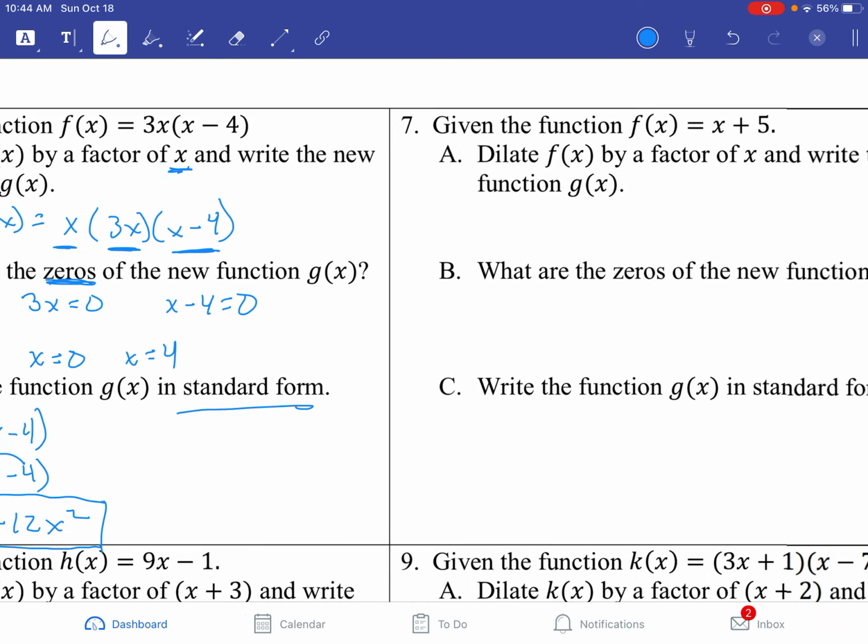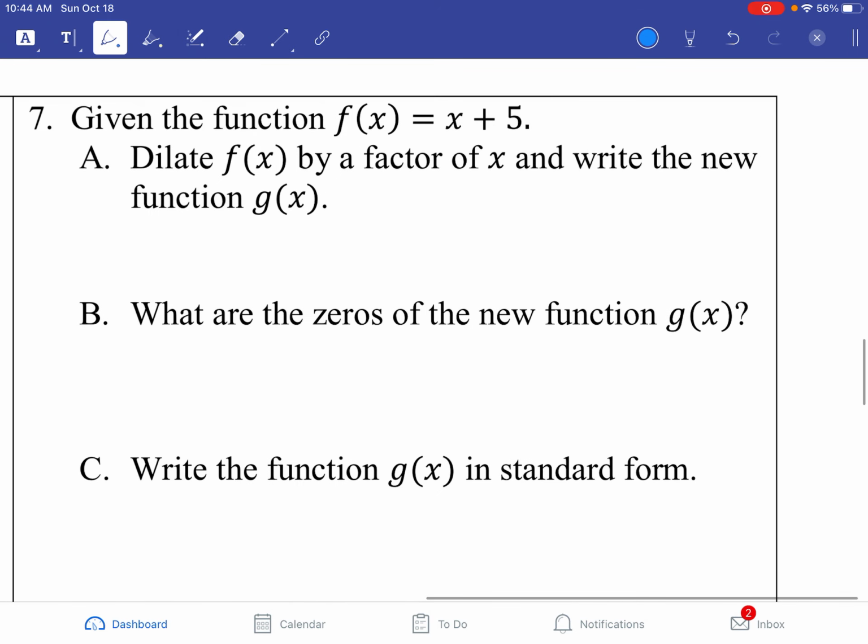All right, number 7. We're going to take our function f of x and dilate it by a factor of x. So we're going to have g of x equals x times x plus 5. That's it. That is our new function. There's nothing else you have to do to write the new function. Don't multiply it out unless it asks you to.